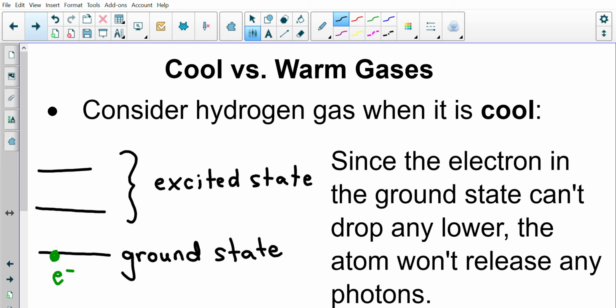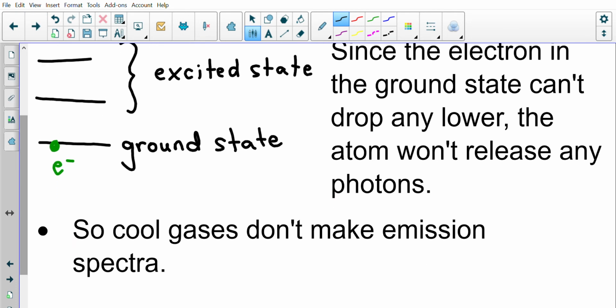So this cool hydrogen gas is not going to release photons. So that's why if you take a cool gas, so that just means a gas that hasn't been heated, you're not going to see an emission spectra.